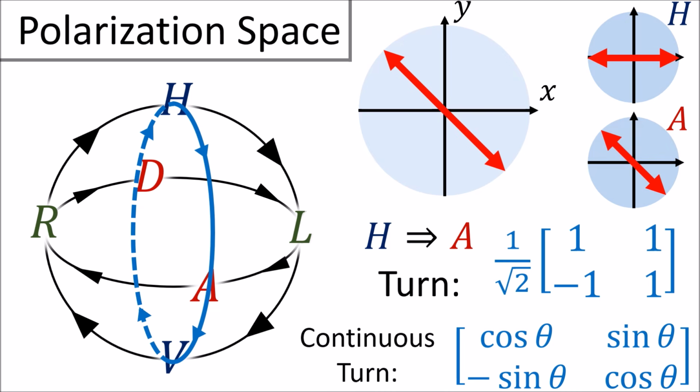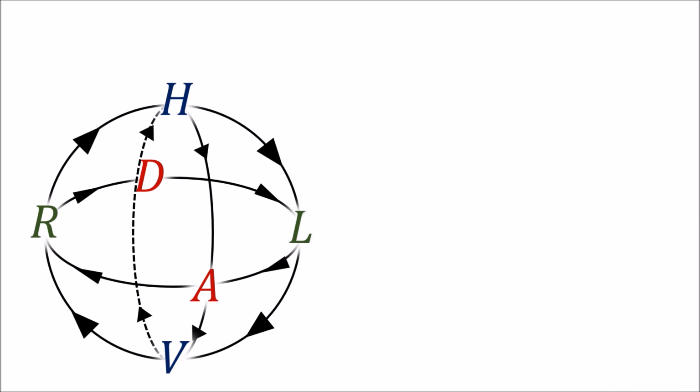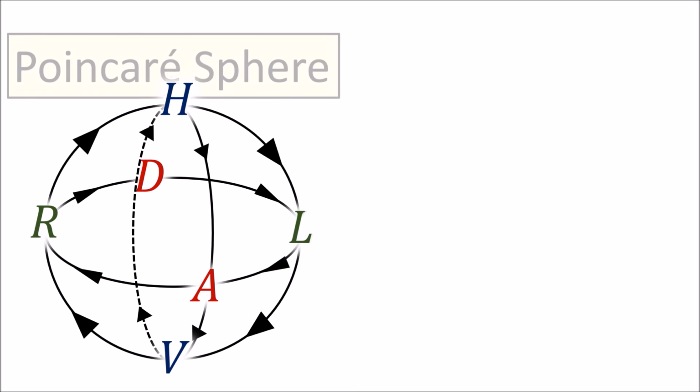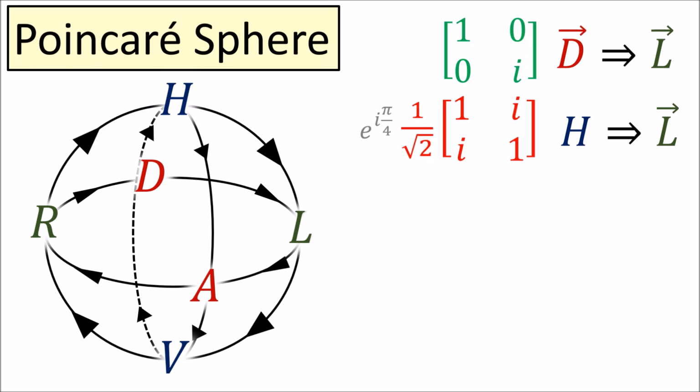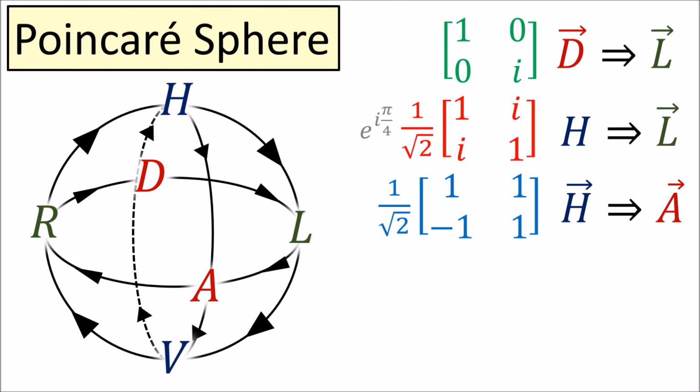So altogether, we see that we can arrange all our polarizations of light on a sphere like this. This is called the Poincaré Sphere. We initially discovered these three matrices for performing quarter turns on the sphere. And these matrices can be generalized to continuous angles, which allows us to reach any point on the sphere, giving any arbitrary Jones vector of amplitude 1.